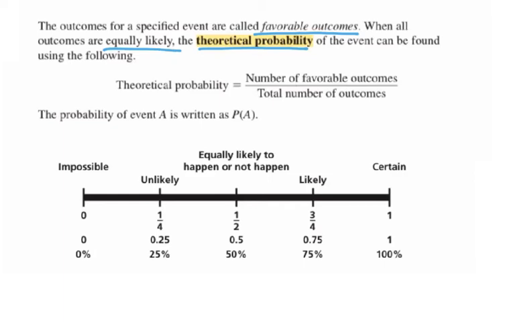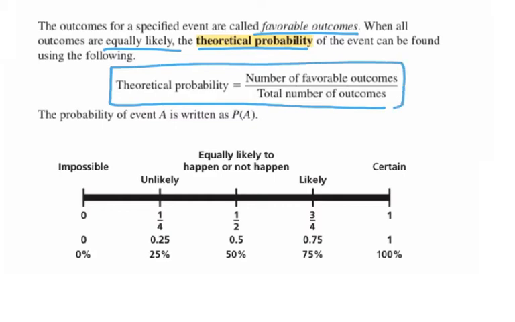Keep in mind, when the outcomes are equally likely, how can we find the theoretical probability? Here is the formula for that. Theoretical probability is the number of favorable outcomes over the total number of outcomes.